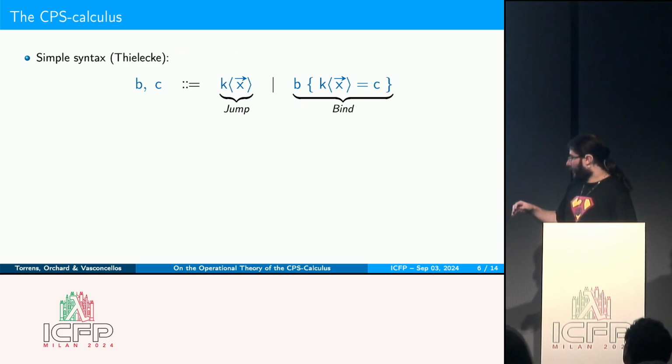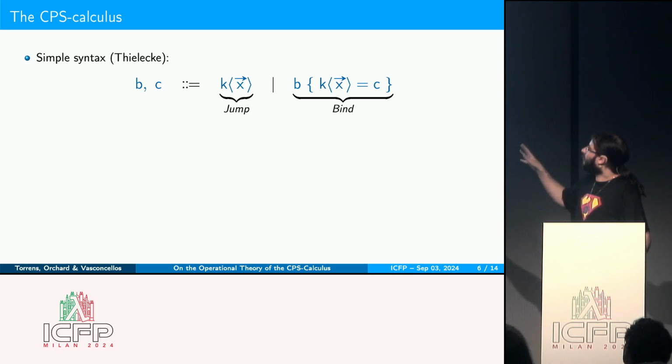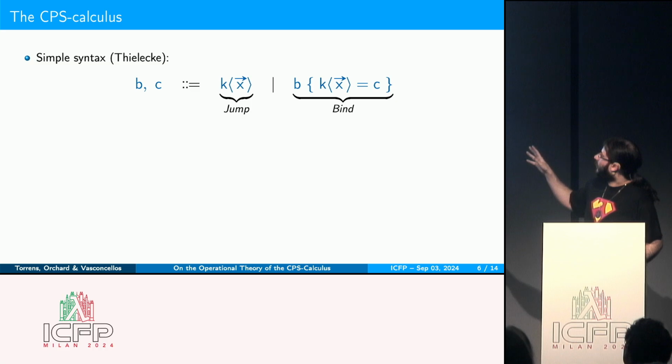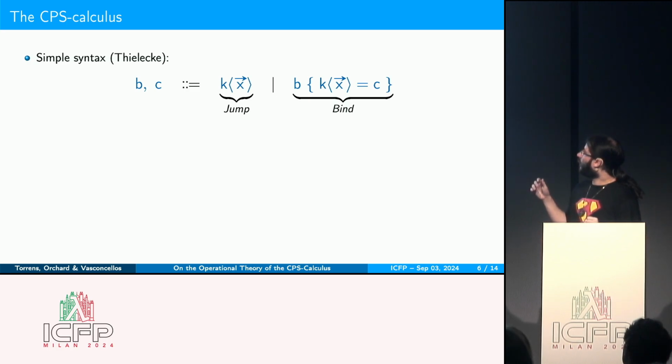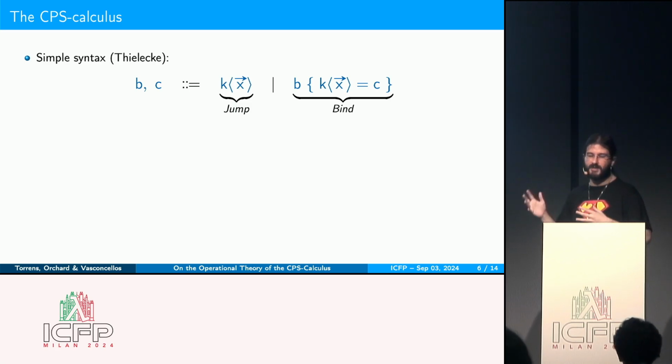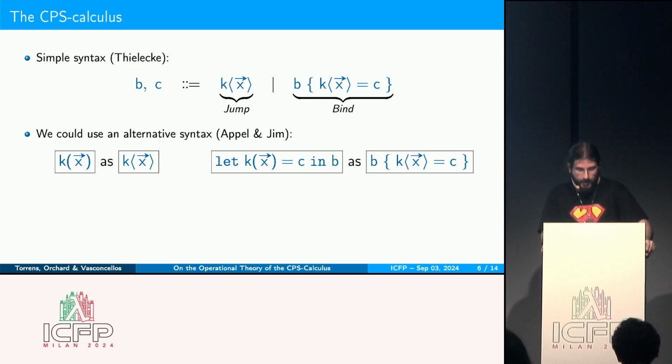The CPS calculus is a very basic theory. We only have two constructs. We have either a jump to some continuation, or we have binds that allow us to compose continuations together. For people who are more familiar with Haskell, a bind can be seen just as where notation. This notation is a bit unfamiliar, but it's just a where notation here. There's an alternative notation given by Appel and Jim that, instead of using where, uses let. That's perhaps more familiar to most people here, or perhaps just easier to read.